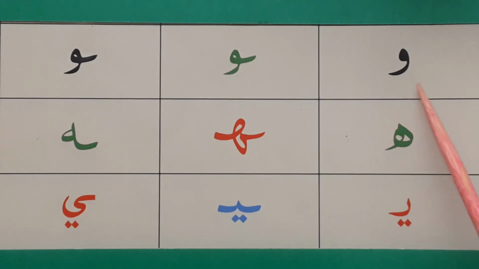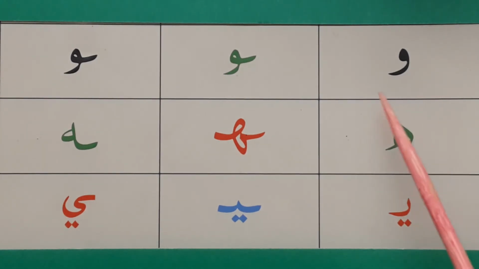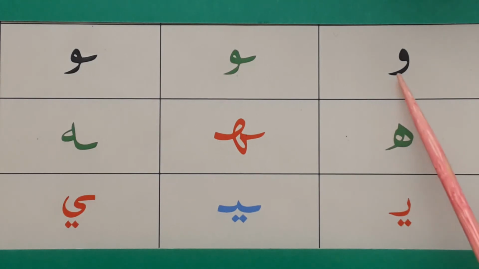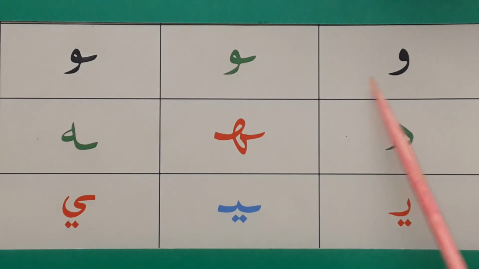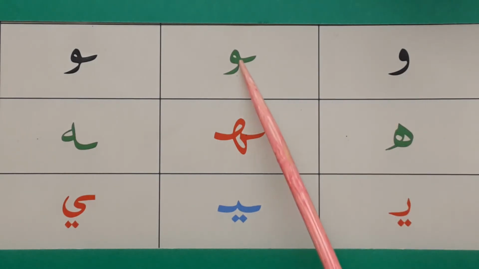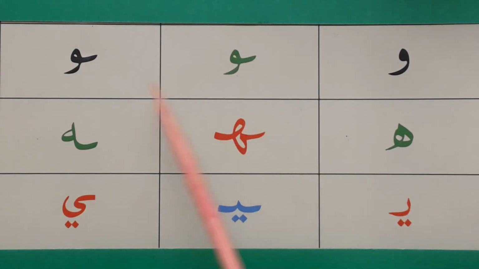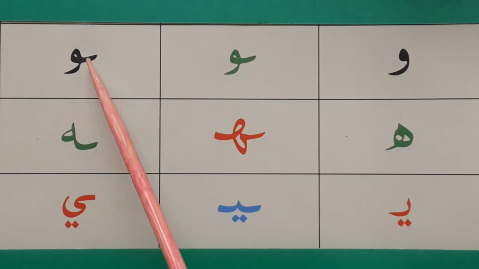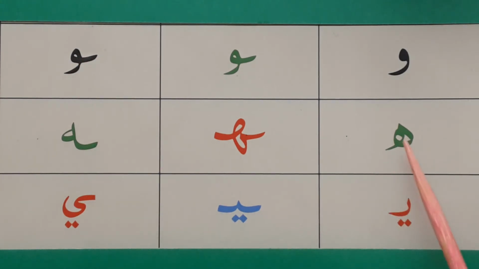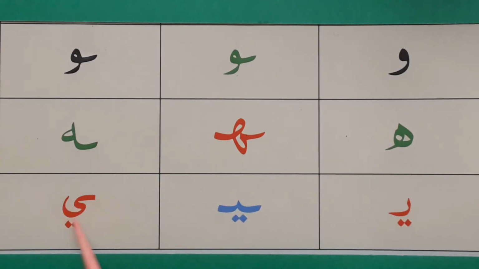Waw is like Dal, Zal, Re, Thal. It doesn't change the shape in the beginning. It keeps its normal shape. And here, Waw in the middle has a little hook on this side here. And similarly at the end, it has a little hook here. And here we have a ha in the beginning, ha in the middle, ha at the end. And we have a ya at the beginning, ya in the middle, and ya at the end.